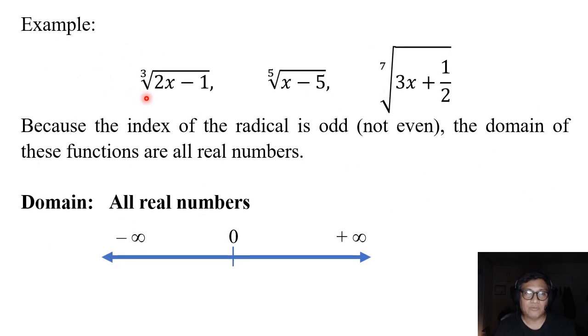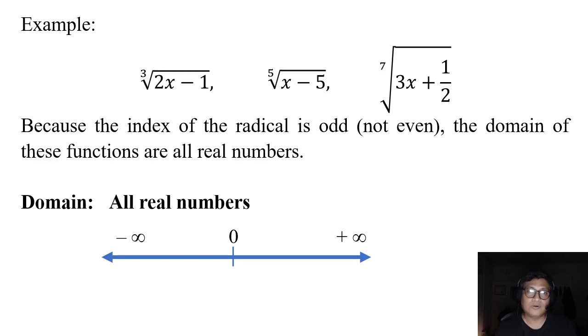We have here the cube root of 2x minus 1, the fifth root of x minus 5, the seventh root of 3x plus 1 half. Because their indices are odd numbers, not even numbers, we don't need to solve for the value of x. So automatically, we can say that the domain will be all real numbers. Any number that you substitute here, then you take the cube root or the fifth root or the seventh root, there is always a value for your f of x, or the range value.